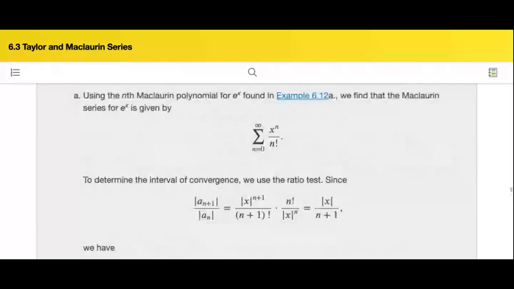We see it's very similar to Taylor series, right? Because the Maclaurin series is just centered at the origin. This is a equals 0, that's it.